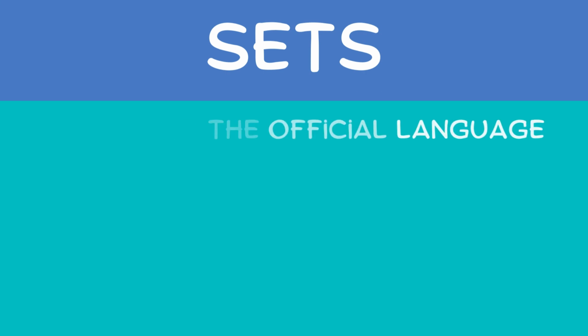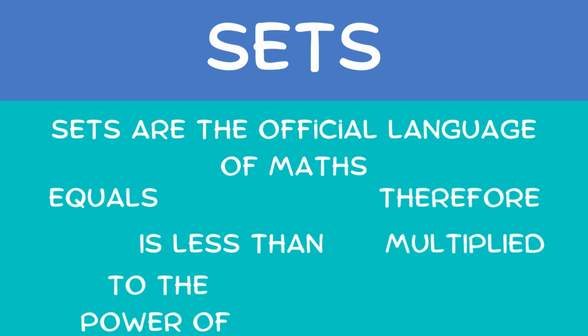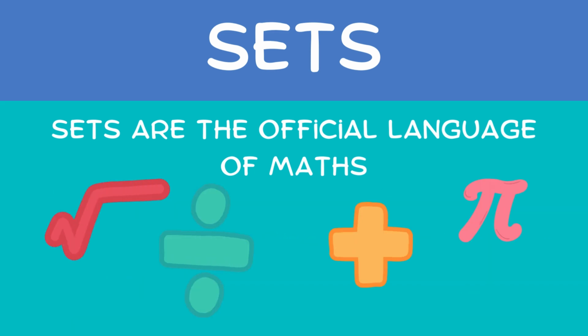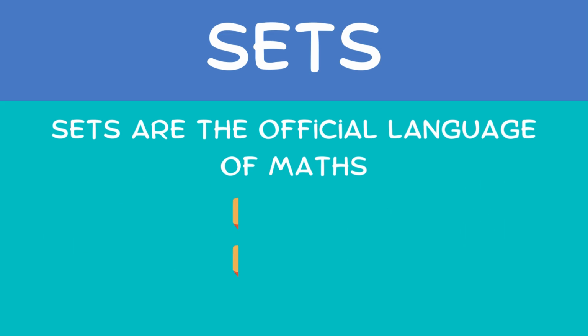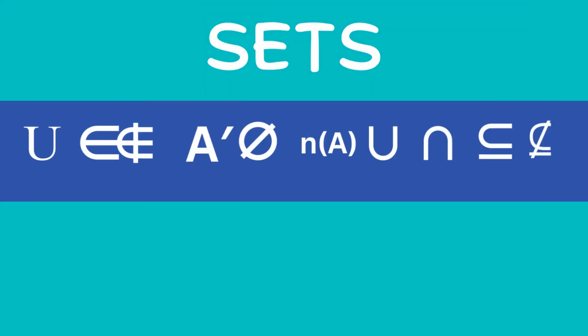Now sets are the official language of maths. We obviously know that words can get long and repetitive, so mathematicians usually use signs and notations. For example, the most used notation is the equals sign, which means that the left-hand side is the same as the right-hand side. Similarly, sets use the same idea. In this topic, there are 10 notations that we need to learn.